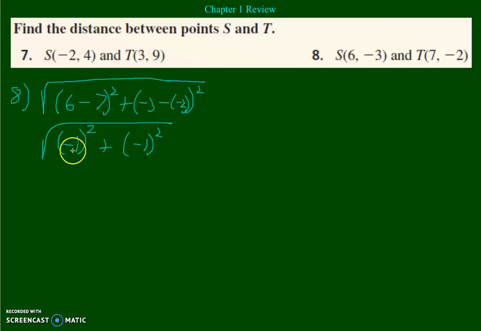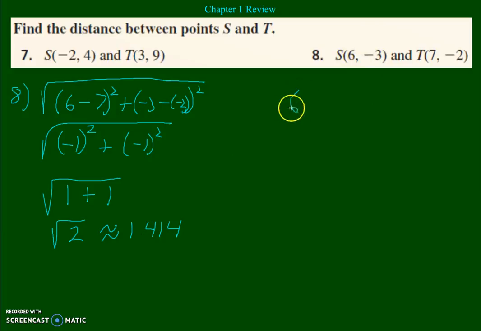Now we have negative 1 squared, which is 1, plus negative 1 squared, which is 1, which is the square root of 2, which is approximately 1.414. Now let's do the same thing with the other method.